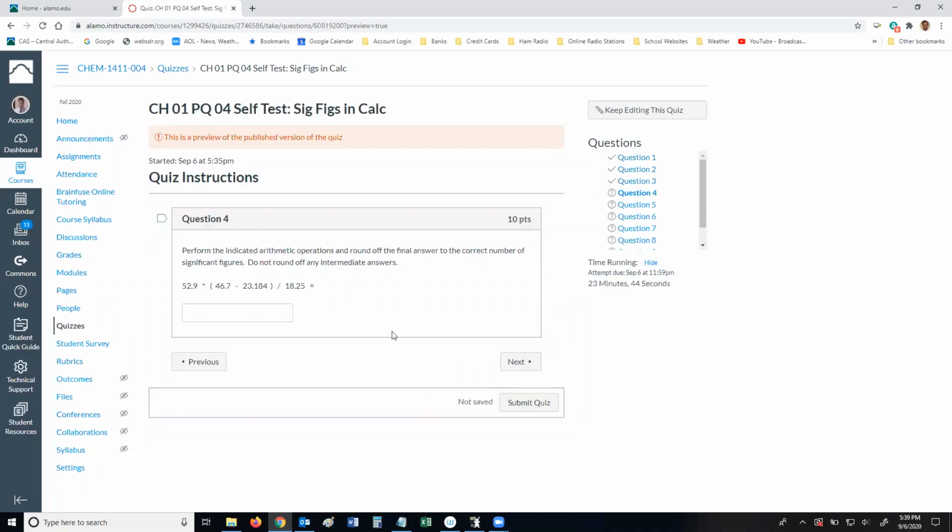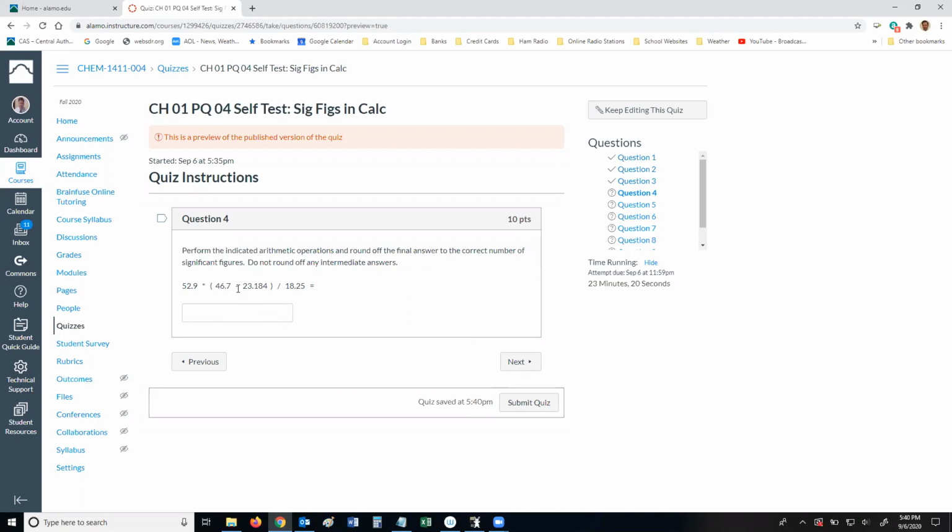Question 4. Now we have a multiplication and division, but we also have a subtraction inside the parentheses. And of course, parentheses take precedence over other things. So we will first need to figure out what is that quantity in parentheses.